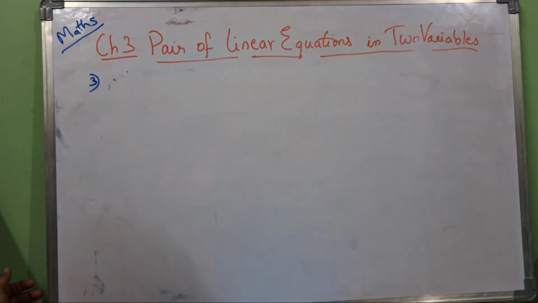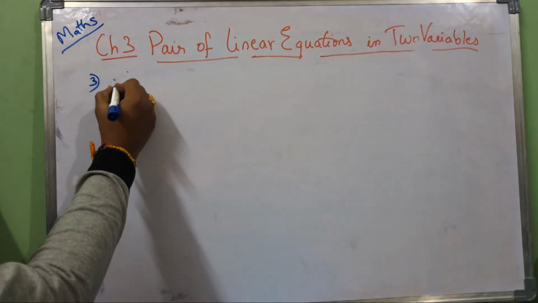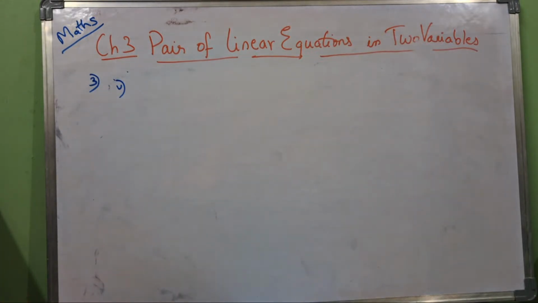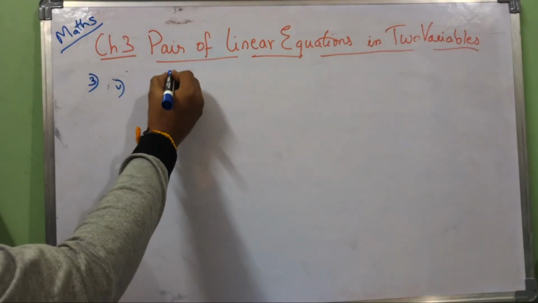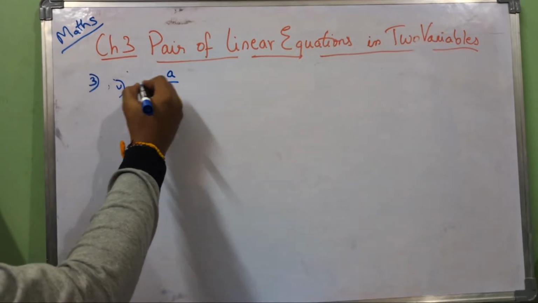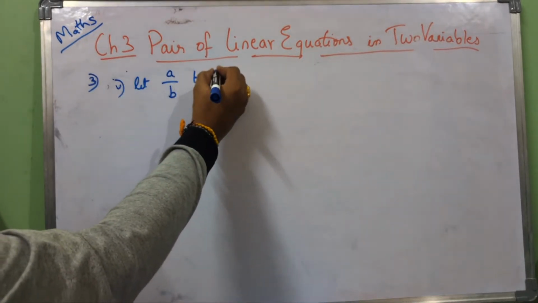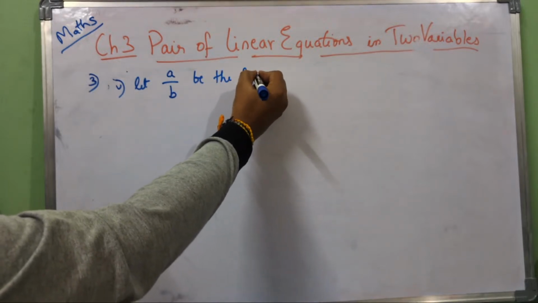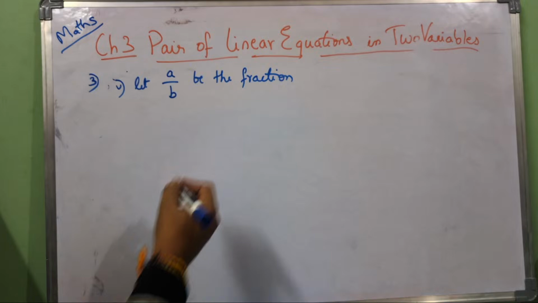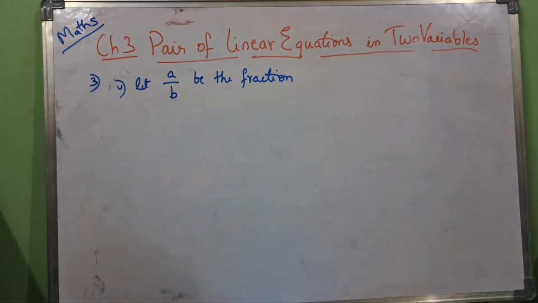So let's go with the fifth one now. A fraction becomes 9 by 11 if 2 is added to both the numerator and the denominator. If 3 is added to the numerator and the denominator, it becomes 5 by 6. Find the fraction. It's an interesting question. Here, let a by b be the fraction. So we are asking for a by b values now. Cool. So the fraction becomes 9 by 11 if 2 is added to both the numerator and denominator.